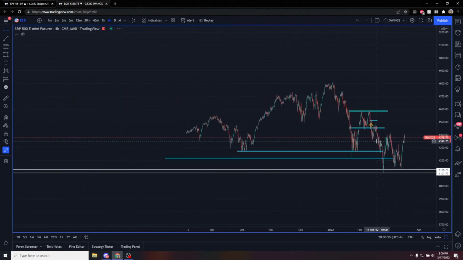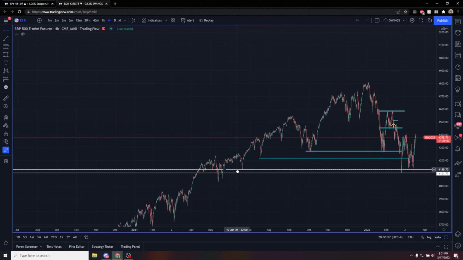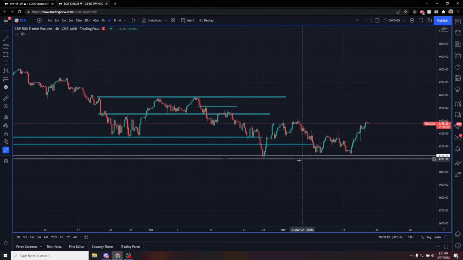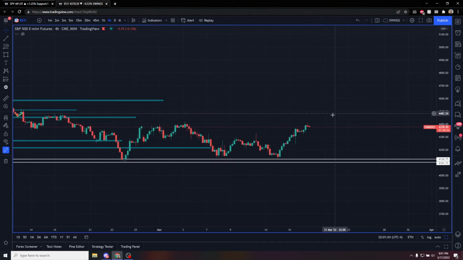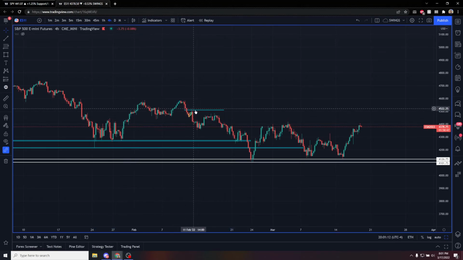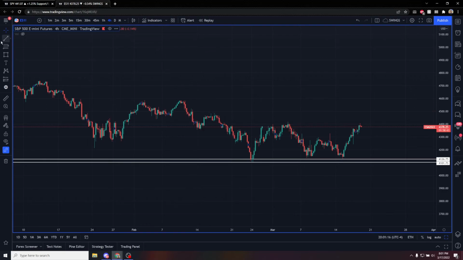ES, as well, respected the previous support here. Very, very interesting movement the last time. We're just testing the supports here. So I already have those here, 1, 2, 3 times. And currently I'm going to take those out. They were mine. Okay.